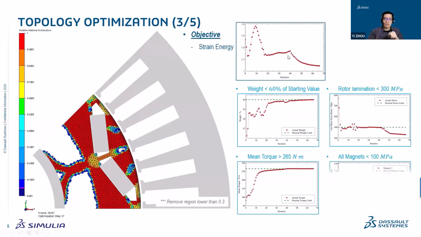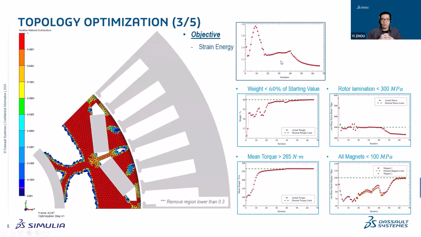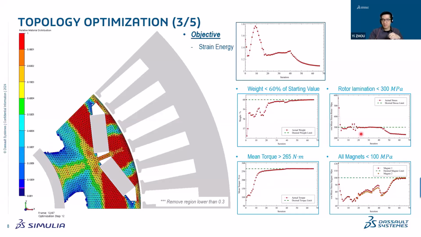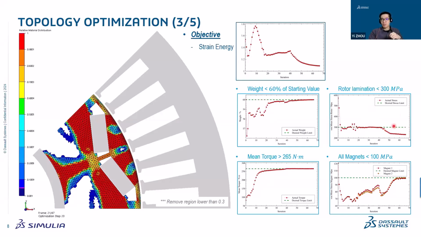The strain energy somehow describes the goal achievement. It is struggling at the beginning, but then falls down in the end. And for the weight, we are always below around 6%. For the mean torque, we somehow maintained it in the desired range. Also from the structure side, both the rotor lamination and the magnets are below the limit, like 300 megapascal for the rotor and 100 megapascal for the magnets.